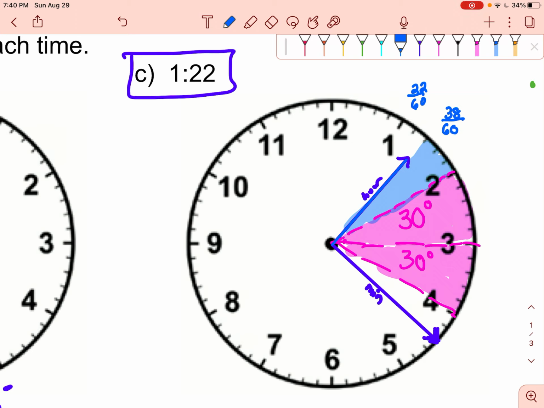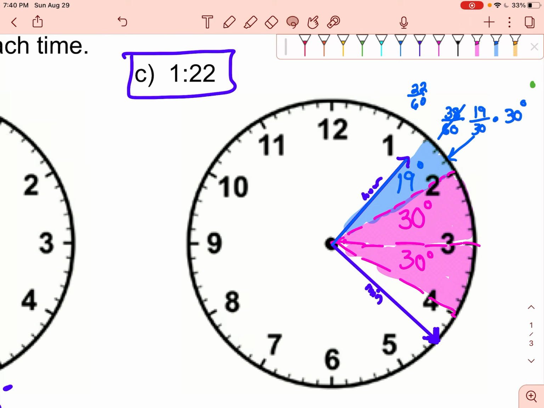Okay, and then of course we can reduce that. Both of those divide by 2 to give me 19 over 30. Okay, so this represents 19/30ths of 30 degrees. 19/30ths of 30 degrees. And in other words, it ends up being 19 degrees.